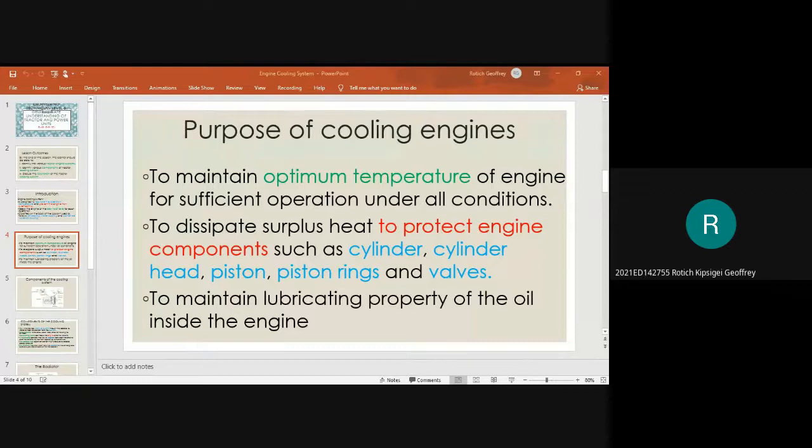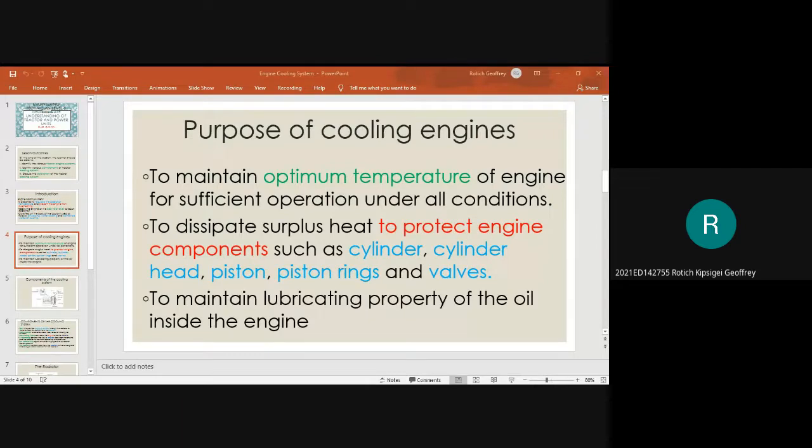Yes, Mwalimu. The first purpose is to maintain optimum temperature of the engine for sufficient operation under all conditions. The second one is to dissipate surplus heat to protect engine components such as the cylinder head, piston rings, and valves. The third one is to maintain the lubricating property of the oil inside the engine. Yes, thank you so much.